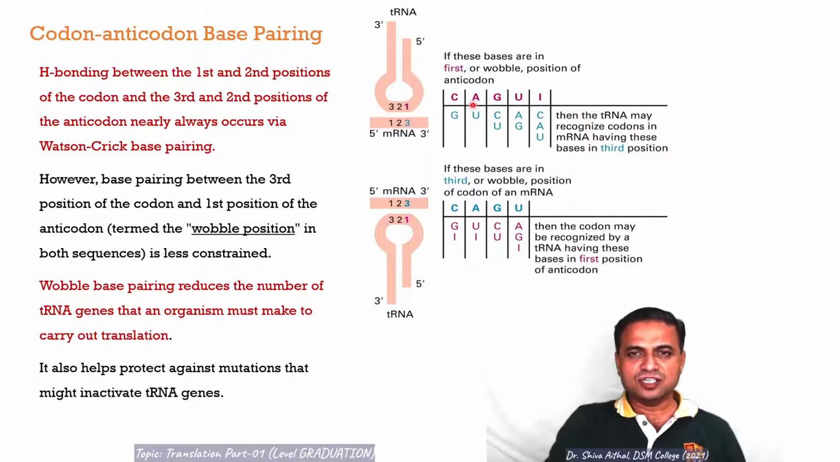C can recognize G, normal. A with U, G with C and U both. U in the tRNA with A and G, and inosine molecule can recognize C, A, U.